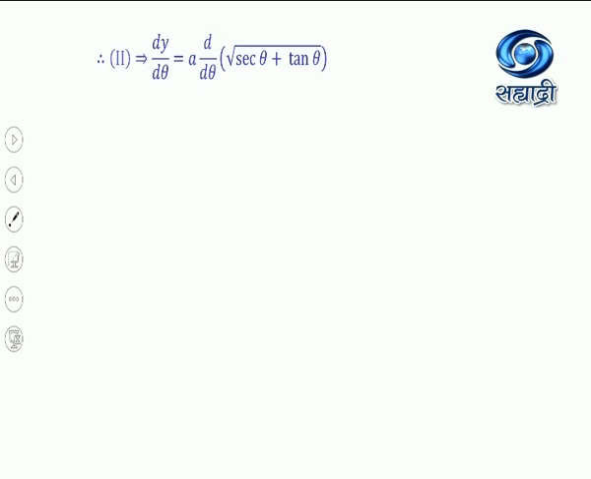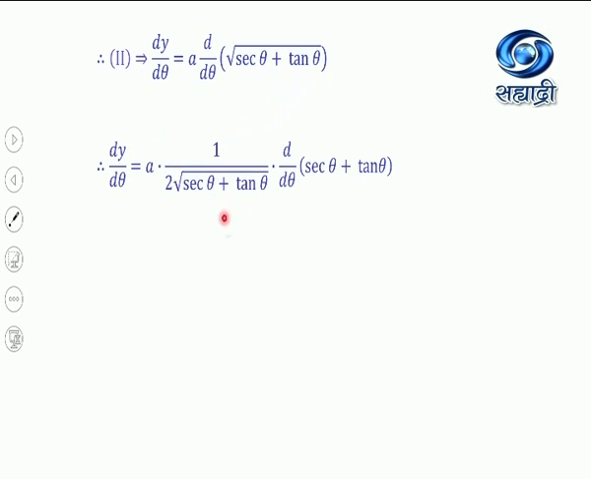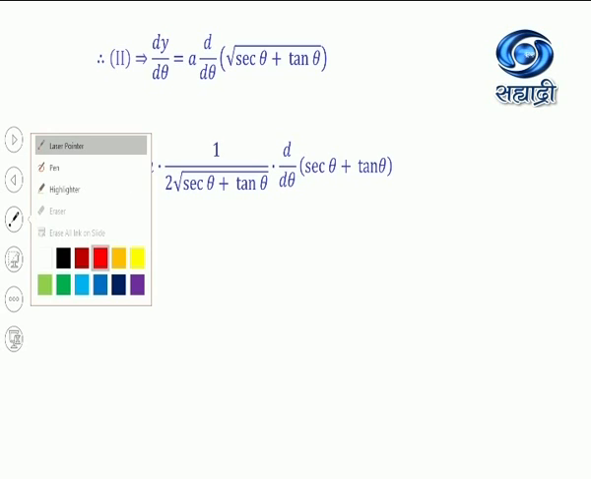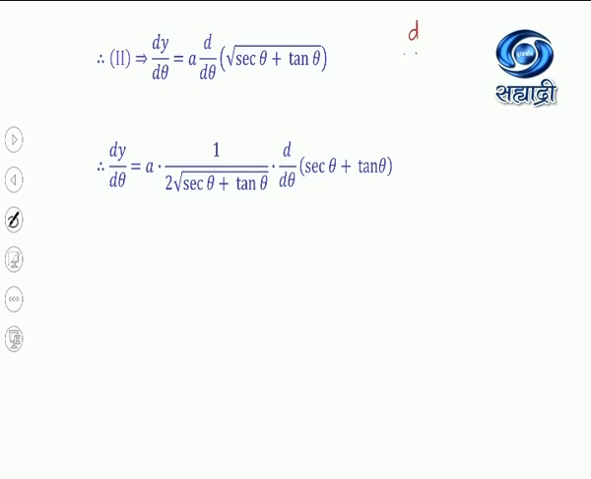Now equation 2 implies we differentiate it with respect to theta. So dy by d theta equal to a into d by d theta of root of sec theta plus tan theta. Now dy by d theta equal to a as it is, and the derivative of root is 1 upon 2 root. You know very well here d by dx of root x is equal to 1 upon 2 root x.